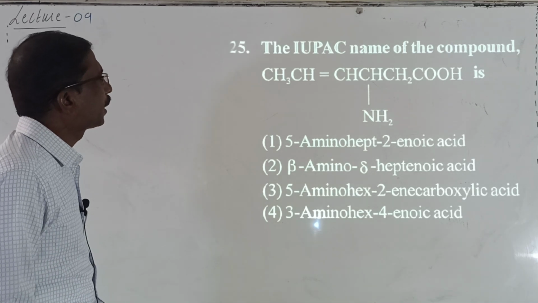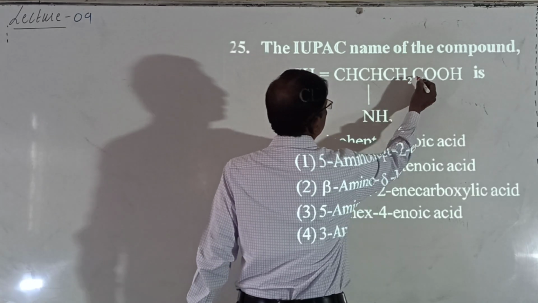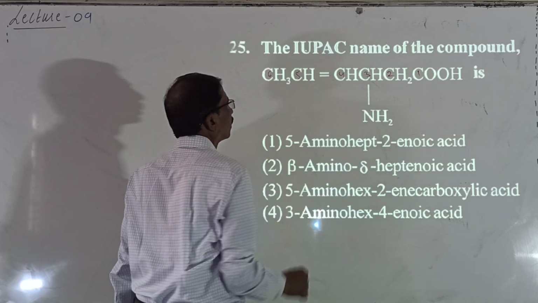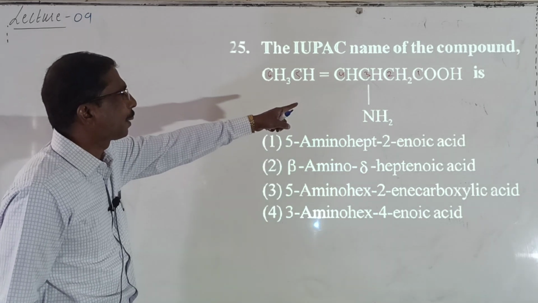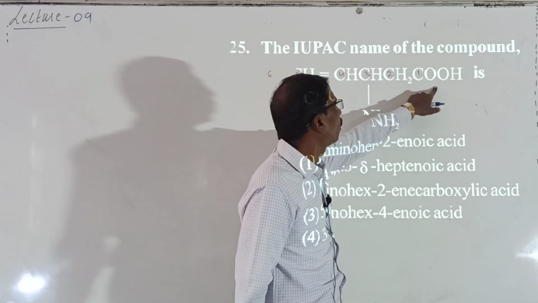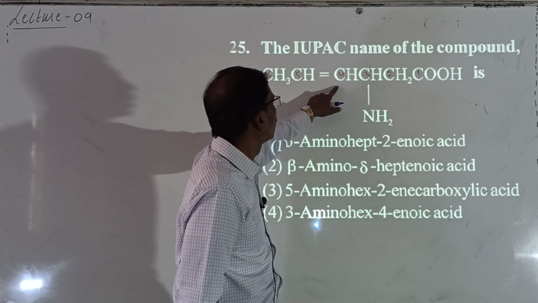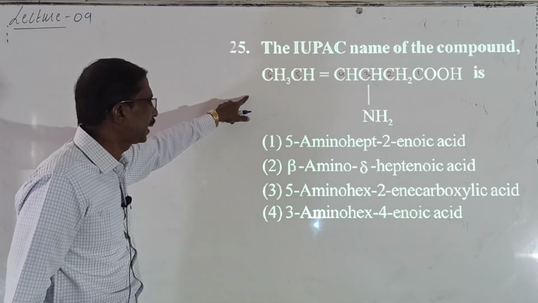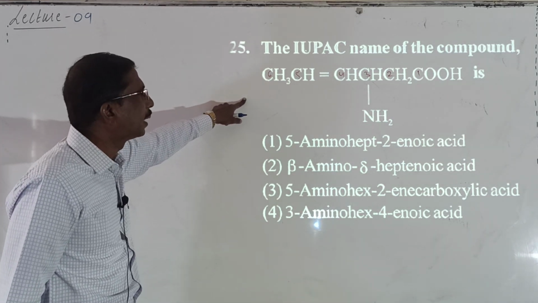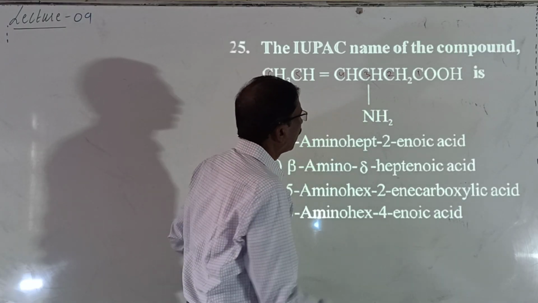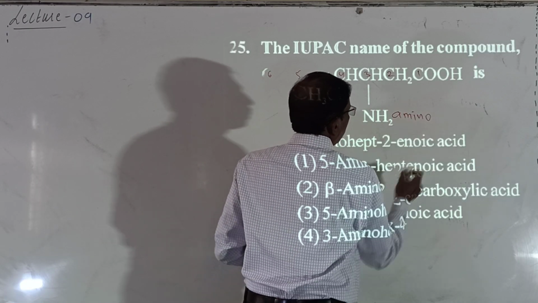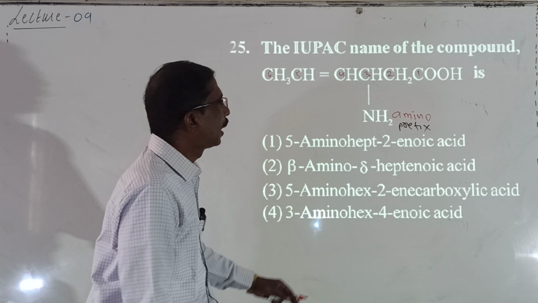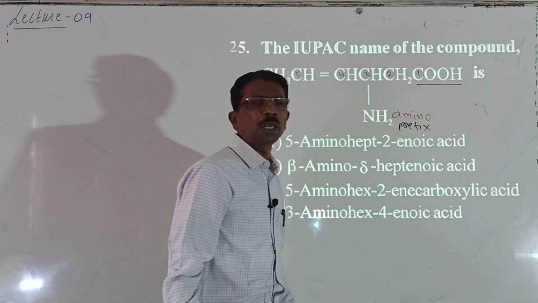Then look here, the IUPAC name of the compound. Look here students, here carboxylic acid is there. It is 1, 2, 3, 4, 5, 6. So carboxylic acid is having higher priority. So COOH, CH2, CH, CH, double bond, CH, CH3. So 1, 2, 3, 4, 5, 6. 6 means it is hexane. And here for the third carbon atom, amino group is attached. It is amino, so it is prefix, and here it is a functional group.